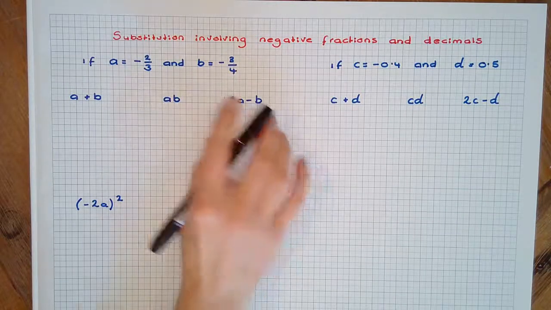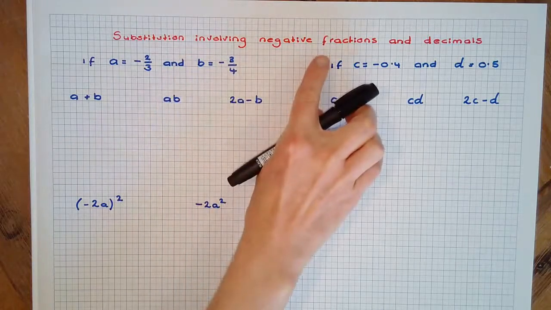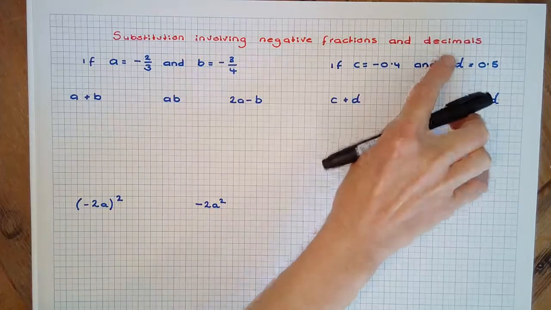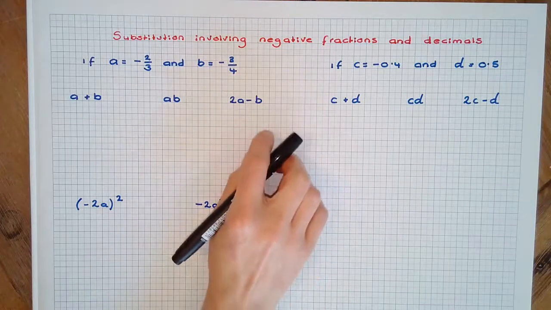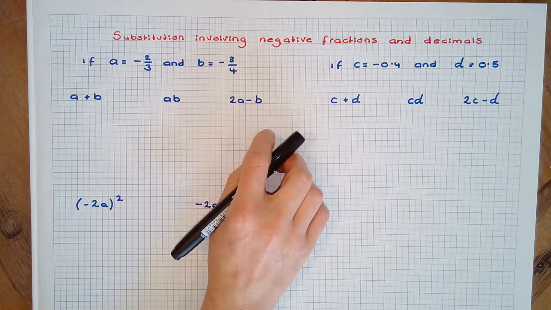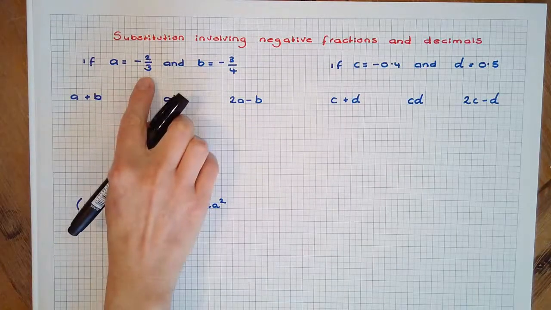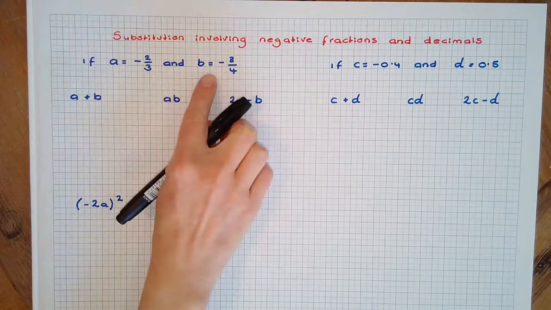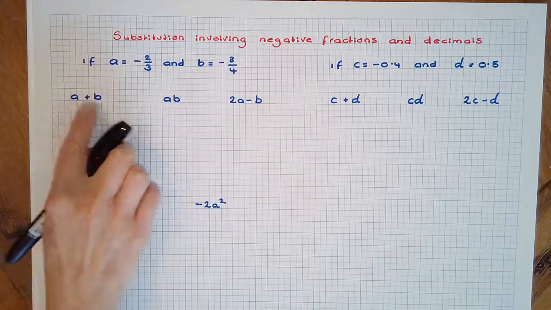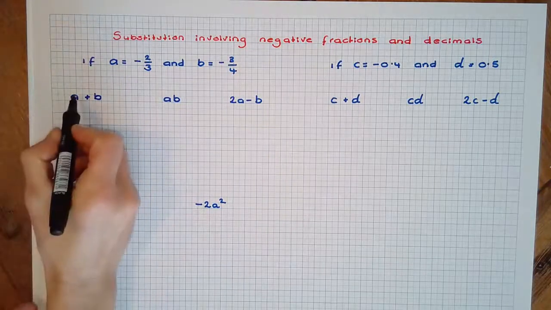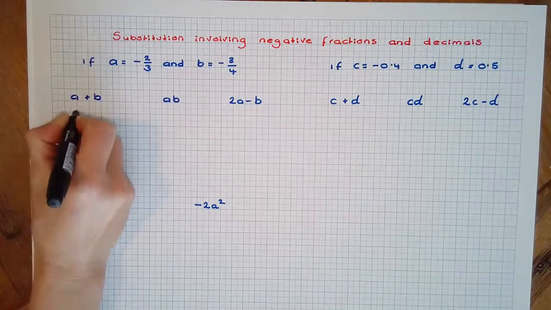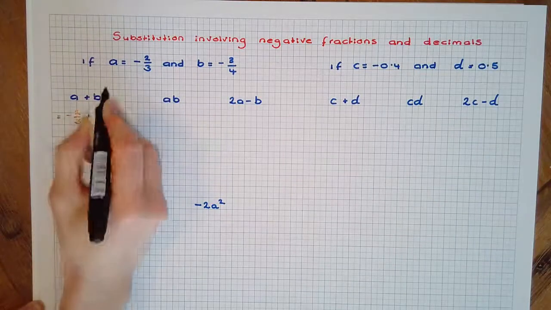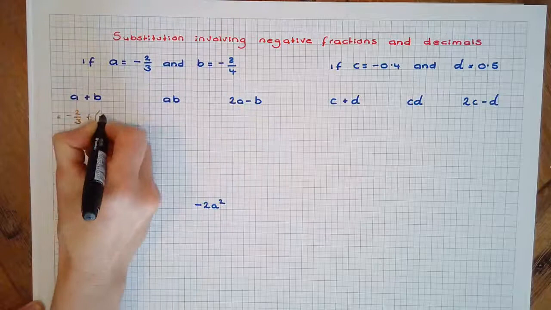In this video, we're going to have a look at substitution involving negative fractions and negative decimals. Substitution involves replacing pronumerals with given values and evaluating expressions. If a equals negative 2/3 and b equals negative 3/4, let's find a plus b, replacing or substituting a for negative 2/3 and b with negative 3/4.